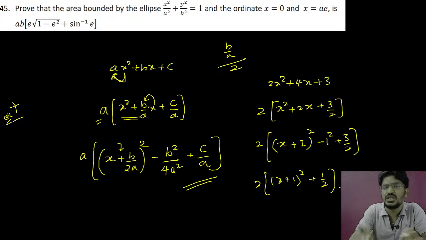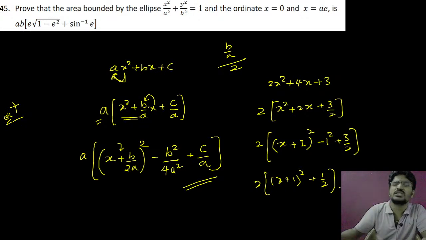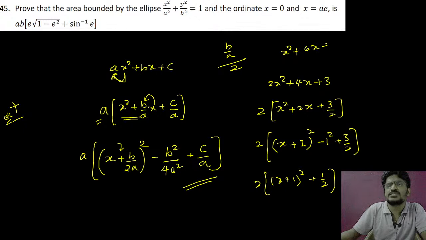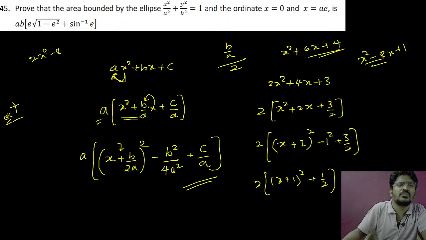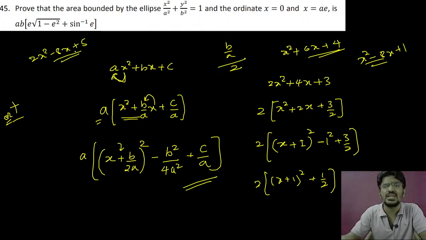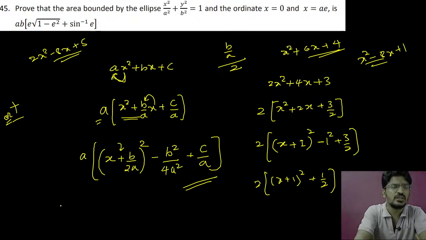I think everyone understood it. If you don't understand, you follow this method. You try to solve some other equations. x square plus 6x plus 4. You can also solve x square minus 8x plus 1. You solve these equations. Okay. You solve 2x square minus 8x plus 5. You solve this also, so that you will get practice. Okay. Now I can go for the problem.